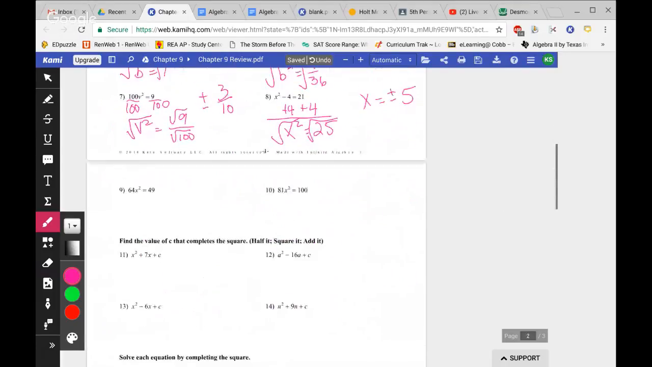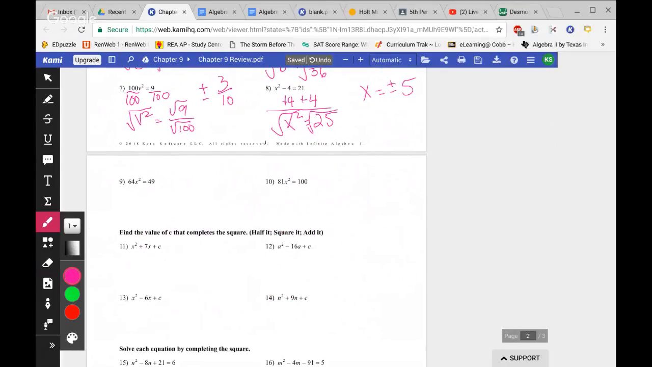All right, for 9 and 10, to isolate the squared variable, you're going to divide both sides by 64. And now we're left with x squared equals 49 over 64. We're going to take the square root of both sides. So that leaves us x equals plus or minus 7 over 8.